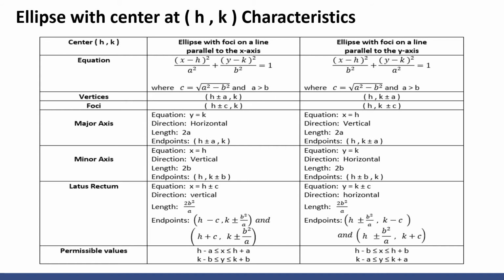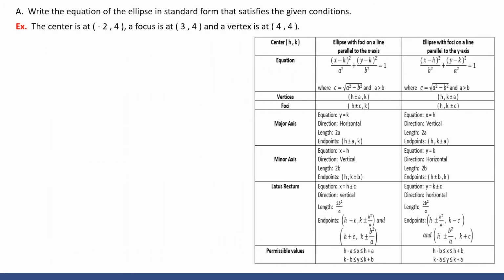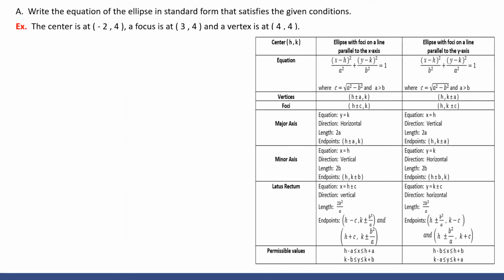Kung paano, tingnan natin sa mga susunod na slides. Our task is to write the equation of the ellipse in standard form that satisfies the given conditions. Given problem, the center is at negative 2, 4. A focus is at 3, 4, and the vertex is at 4, 4.